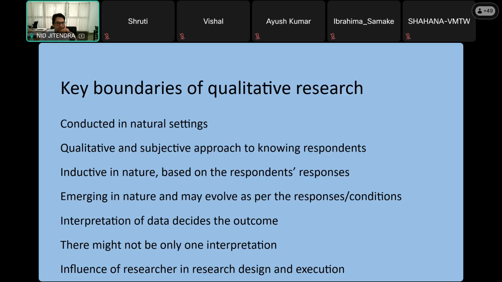Emerging in nature and may evolve as per the response conditions. We have discussed this. Interpretation of data decides the outcome. So when you have data and you sit with your team and discuss this response, what meaning are you going to make out of it? The discussion tells you what meaning we should take.